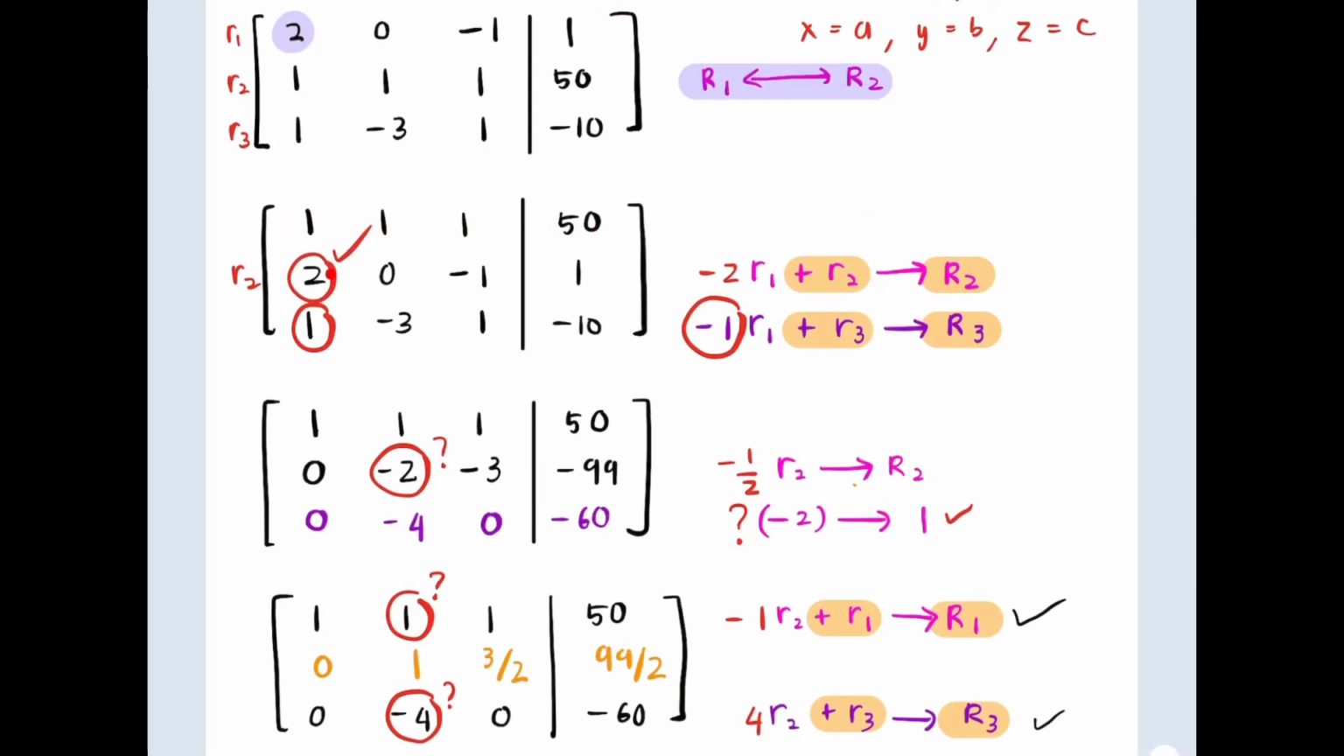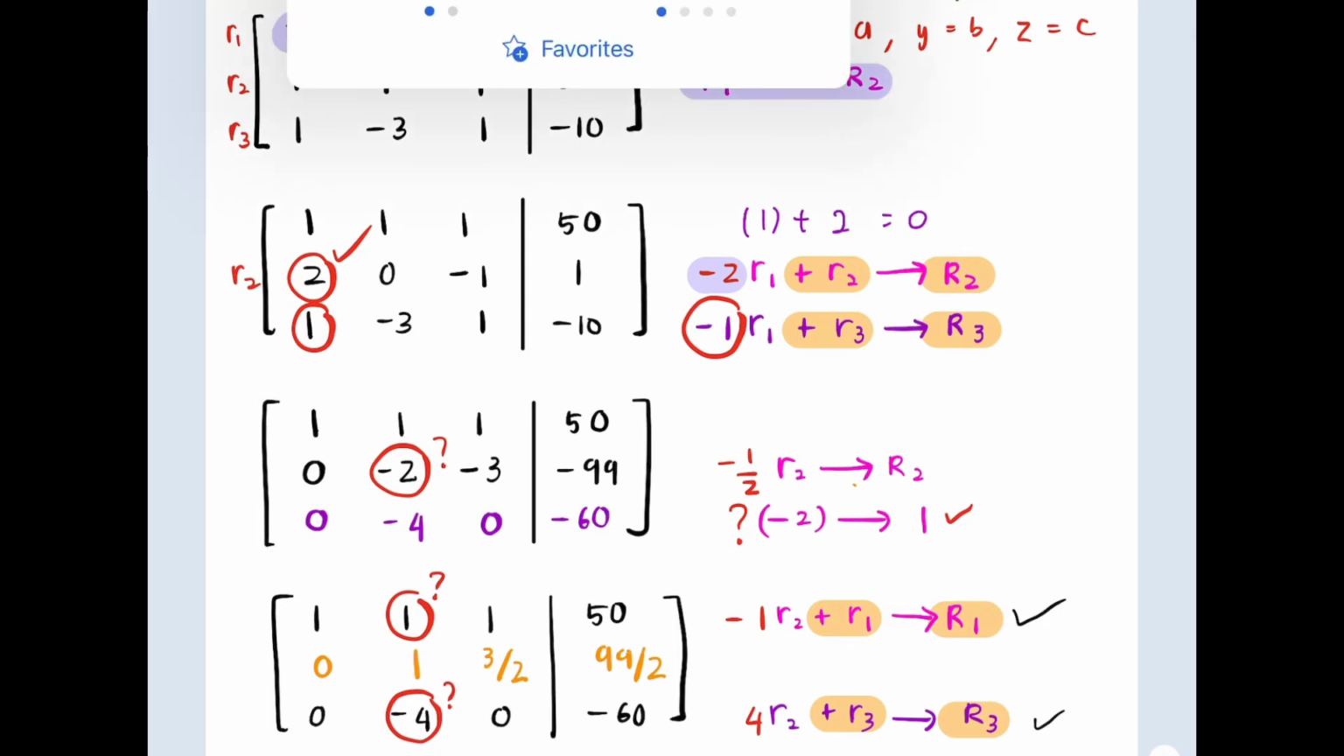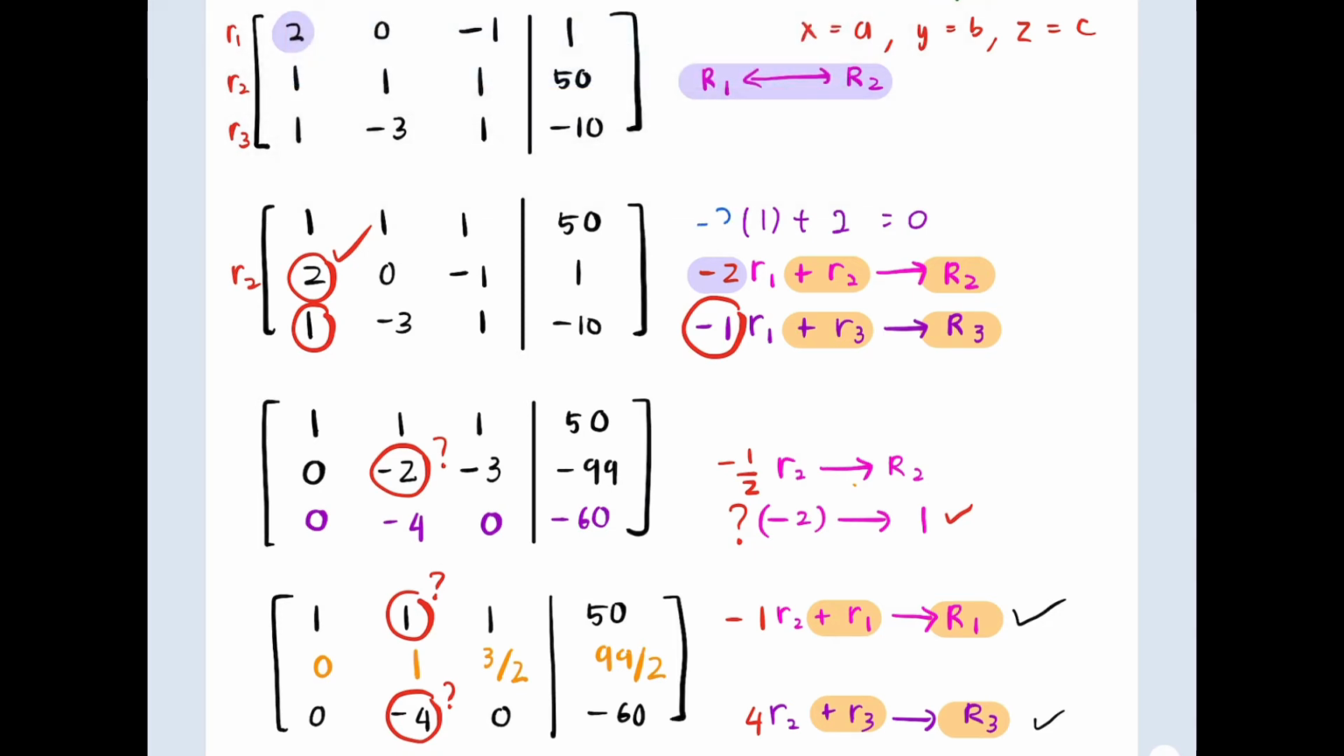Next, let's use this 1 to make this 0. What should be multiplied to your R1, so that when you add R2, you put it at the new R2? Let us write: what should be multiplied to 1, so that when you add 2, you get 0? The answer here is negative 2. So we write negative 2R1 plus R2 put at the new R2.